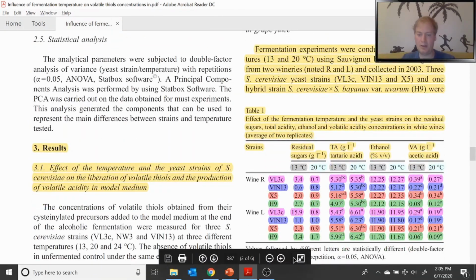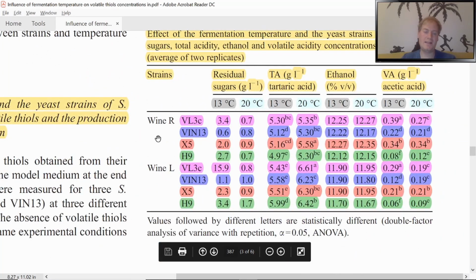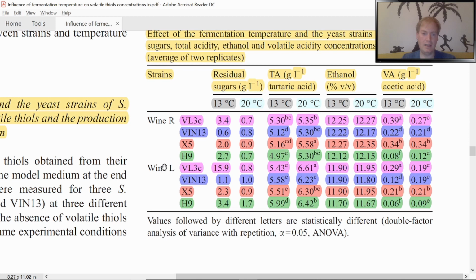Then let's have a look at experiment 2. Let's make this a bit bigger. And as I mentioned, we have 2 Sauvignon Blanc musts, R and L. Then we have our 4 different yeasts. We have 2 different temperature levels, and then we have our parameters here. What about residual sugar? So at 20 degrees, the yeast was clearly able to ferment the wines to almost 1 gram per liter, so the wines were dry.